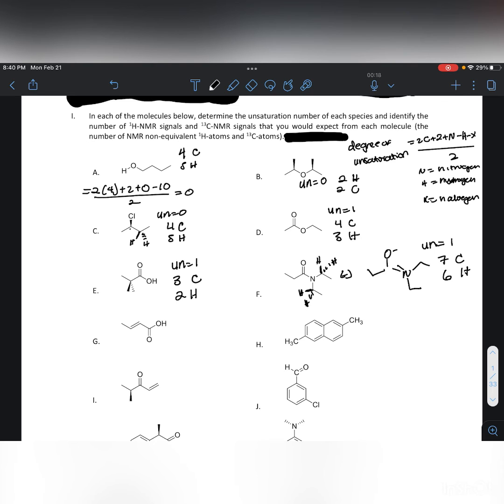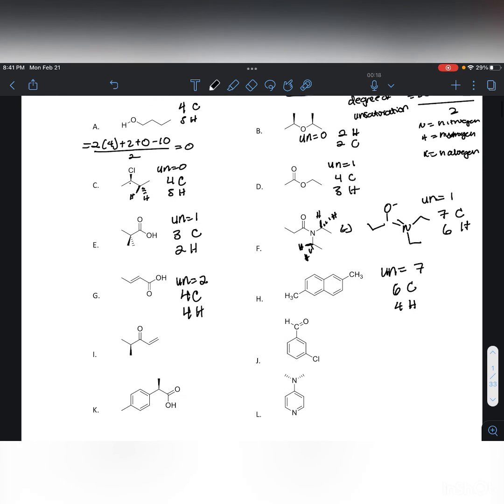Moving on to G, the total degrees of unsaturation should be 2. There should be about 4 types of hydrogens, and then in terms of the carbons, there should be 4. There are 4 carbons and 4 hydrogens in total. For H, the total number of degrees of unsaturation should be 7. There should be 6 types of carbons and 4 types of hydrogens.